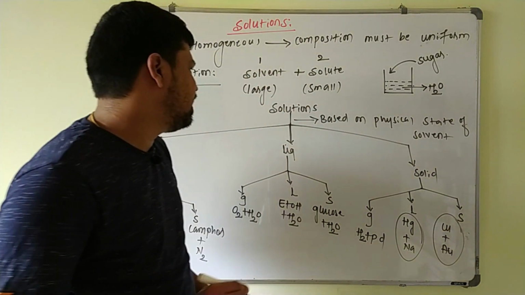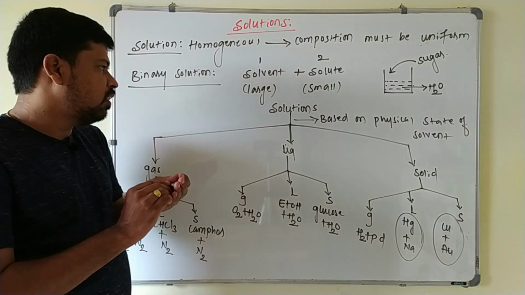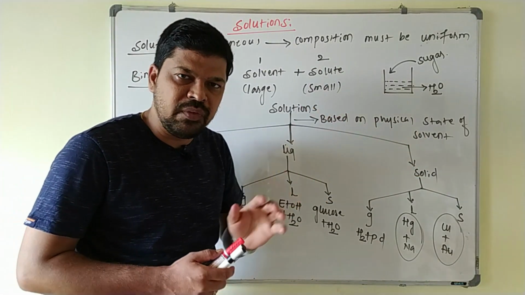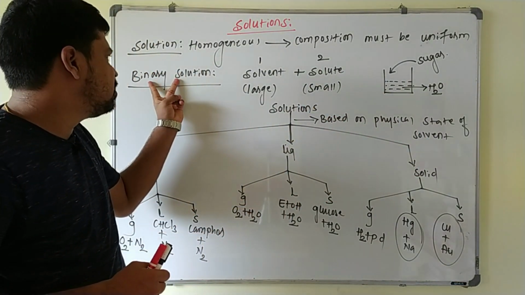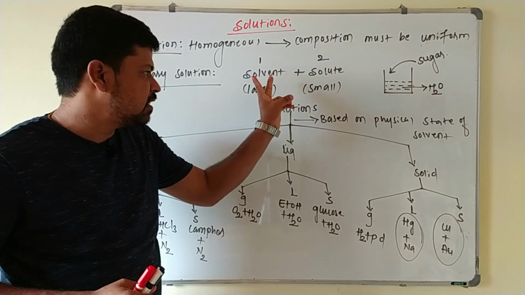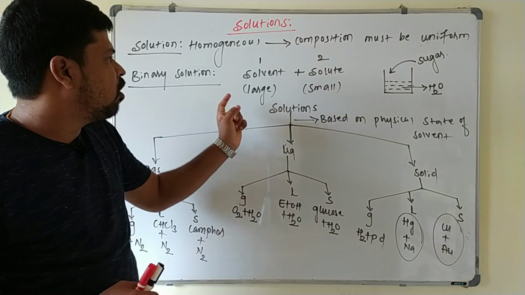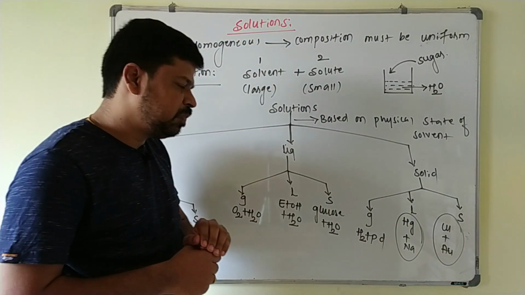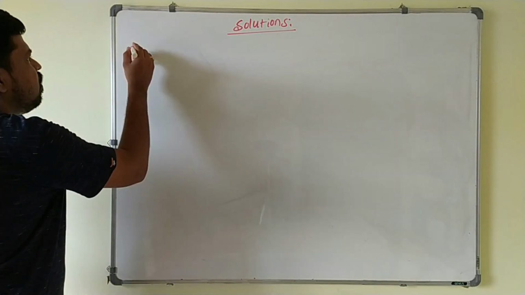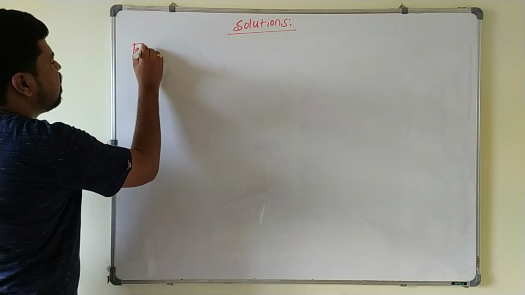So these are the different examples you can quote for the different types of solution based on the physical state of the solvent. Always keep in mind: binary solution, solvent, solute, large quantity, small quantity. This is very, very important. Next we will go for concentration of the solute. So the next point is expressing concentration. What do you mean by concentration here?